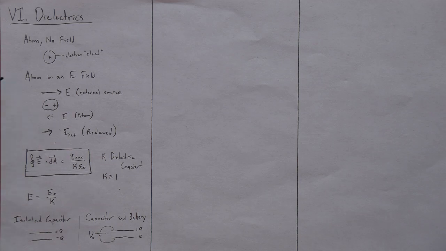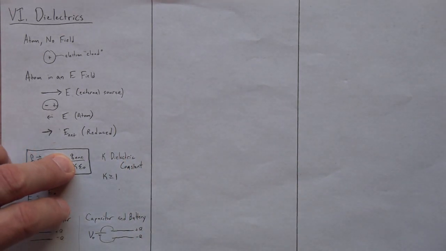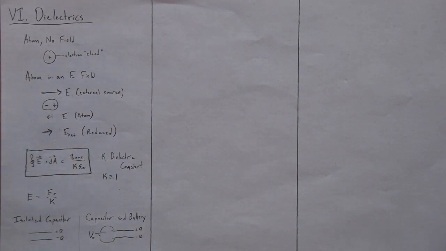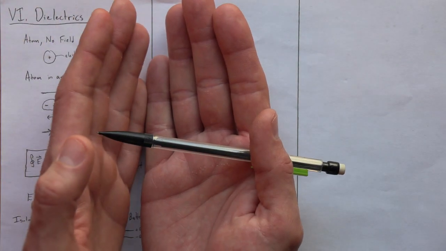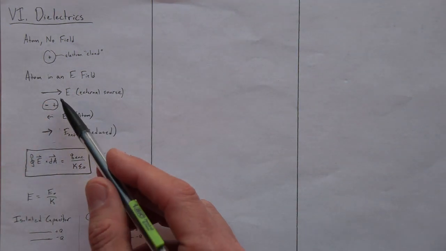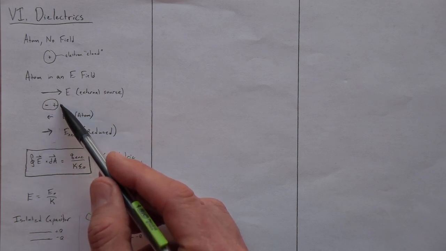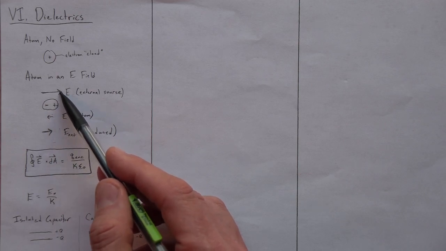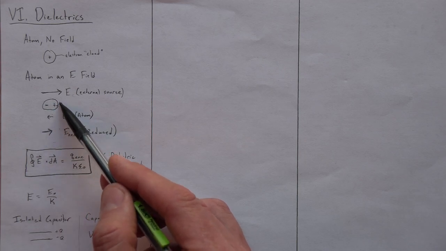But if you put that atom in an electric field caused by some external source, maybe I have a parallel plate capacitor like this, and we've got positive over here, negative, and so it's making an electric field pointing that way. Now here's the atom. What happens is the protons, the nucleus of the atom, feels a force in the direction of the electric field. It displaces to the right slightly, and the electron cloud feels the force in the opposite direction of the electric field because it's negative, so it kind of distorts the cloud a little bit.